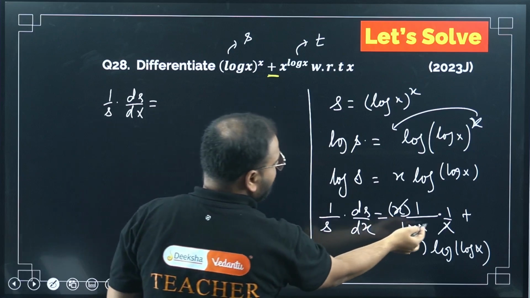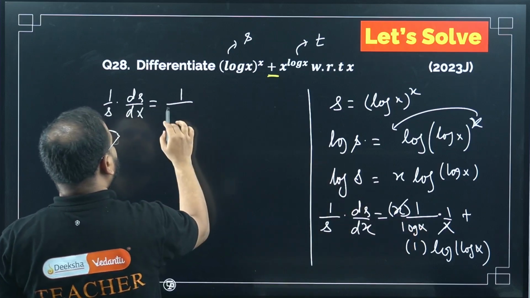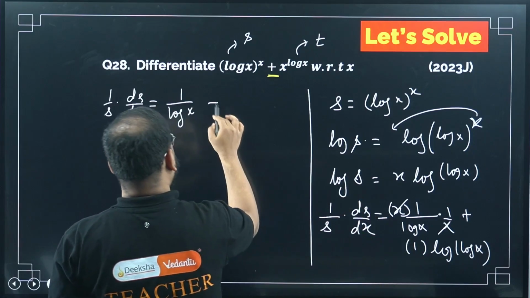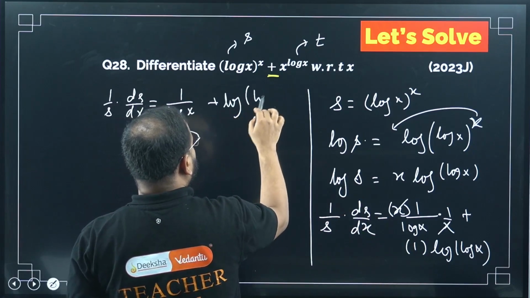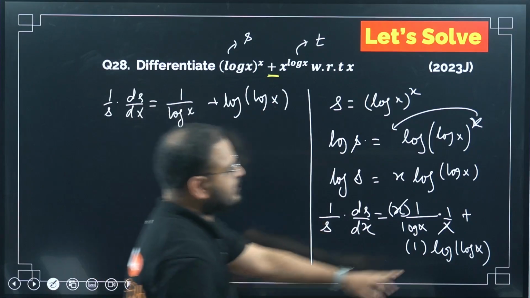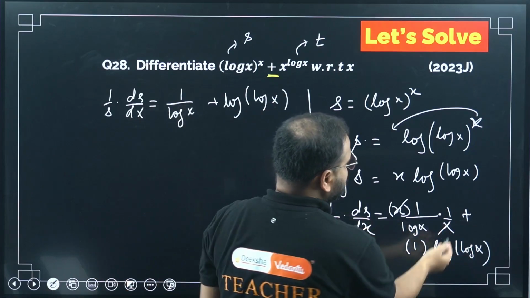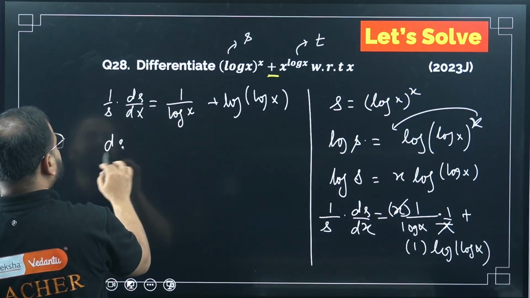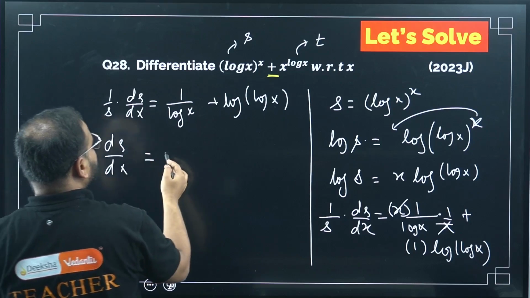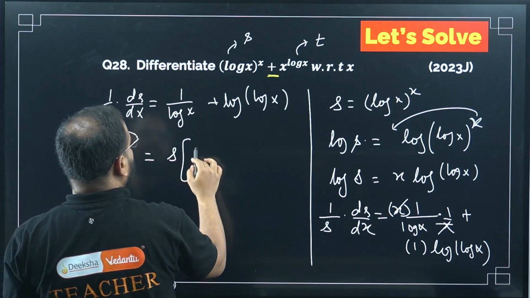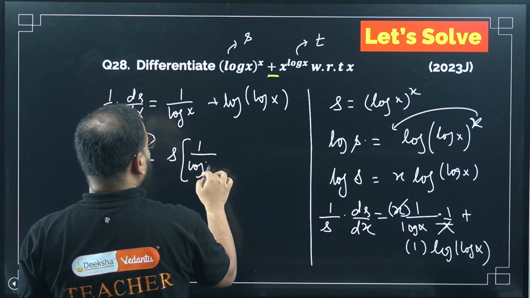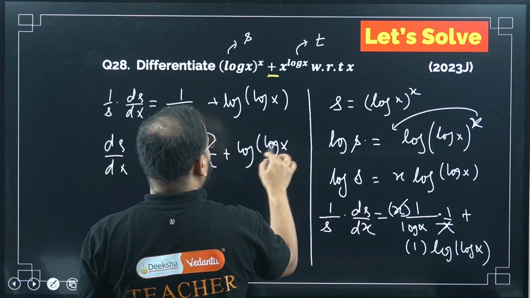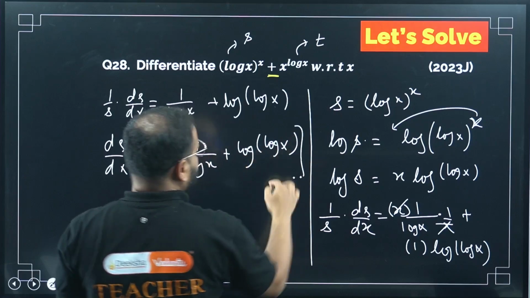So my 1 upon s, ds by dx will look like this. Please check. I have 1 by log x left here. So 1 by log of x, plus this thing, log of x. Right now, this is a plus sign here. Okay, log of x. This x is cancelled with this x. Okay, no problem. So I want the ds by dx. So my ds by dx is going to be what? Multiply s over here. So s times of 1 upon log x plus log of x, log of x. Yes or no?